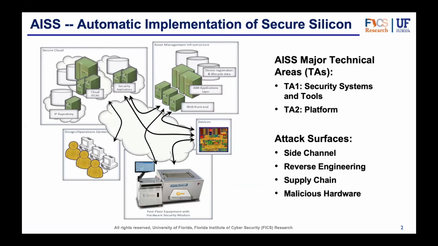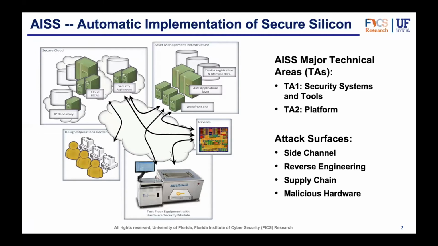So at a high level, ACE stands for Automatic Implementation of Secure Silicon. There are 2 major technical areas within this program. TA1, called Security Systems and Tools, really focuses on development of tools, methodologies, IPs, etc. with the PASS metric that Brandon described earlier. And the second TA focuses on rapid platform development with security in mind.